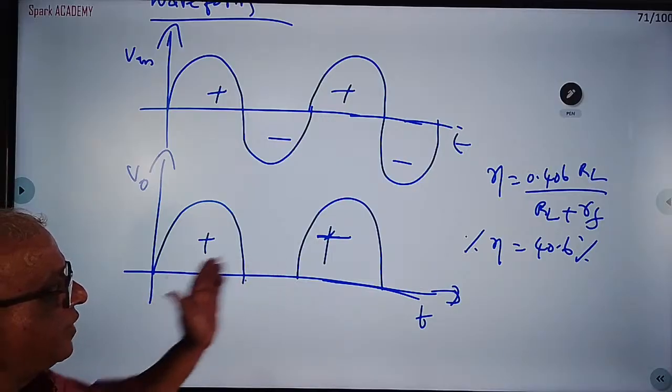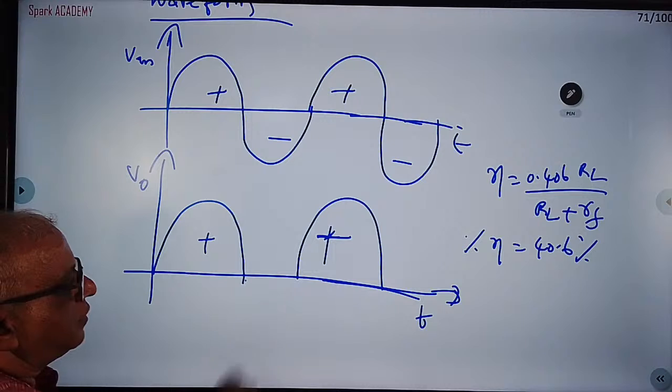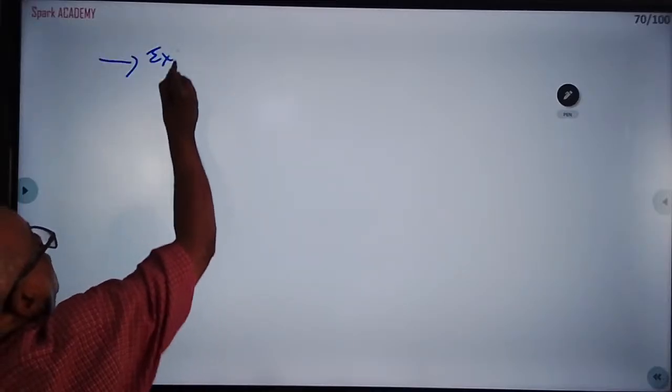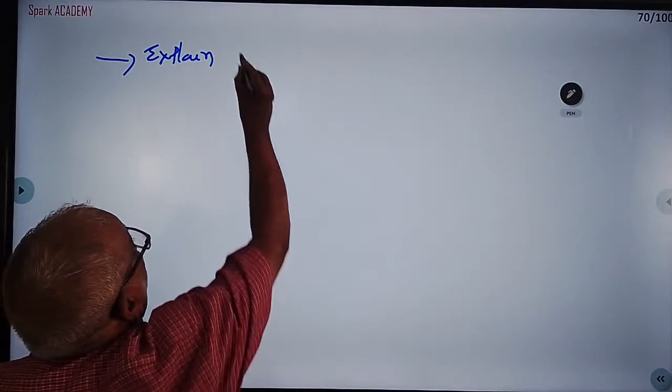What is the drawback of half-wave rectifier? Continuity you are not getting. Even though you are getting on the positive side, continuity is not there. This is rectified by full-wave rectifier. So next, explain rectification. What is full-wave rectifier? Explain full-wave rectifier.